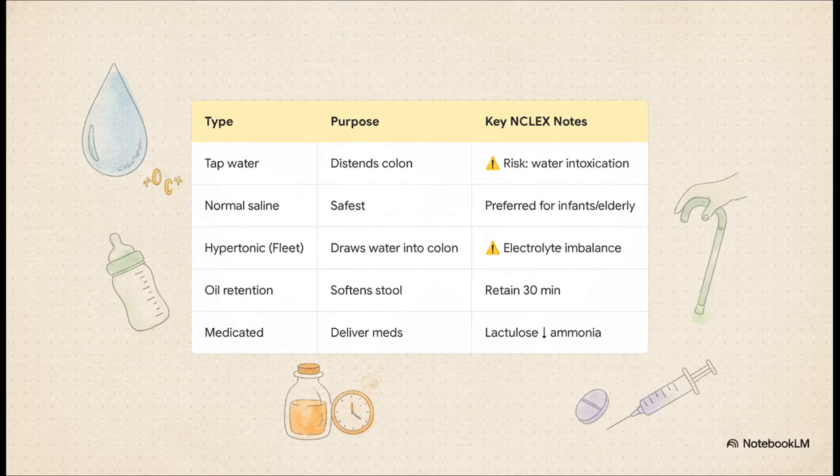You've got your cleansing enemas. Those are the most common. Now, inside that group, you need to pay really close attention to tap water enemas because they carry a risk of water intoxication, and hypertonic enemas, like a Fleet enema, which can cause some serious electrolyte imbalances. For safety, normal saline is almost always the best choice, especially for kids or older adults. Then you have your more specialized types, like oil retention to soften stool and medicated enemas to deliver drugs.